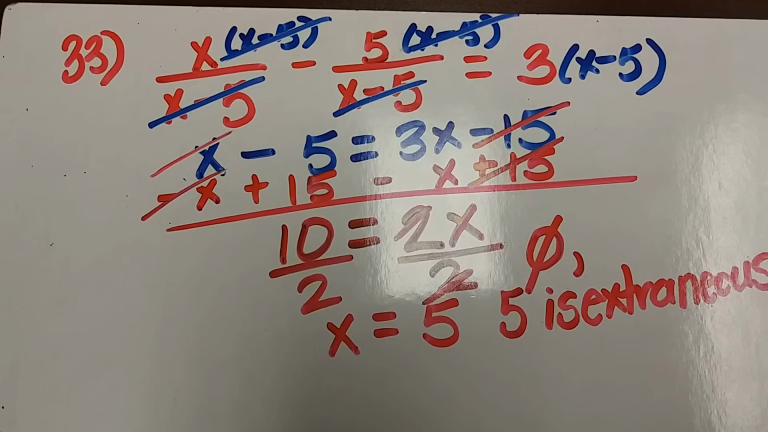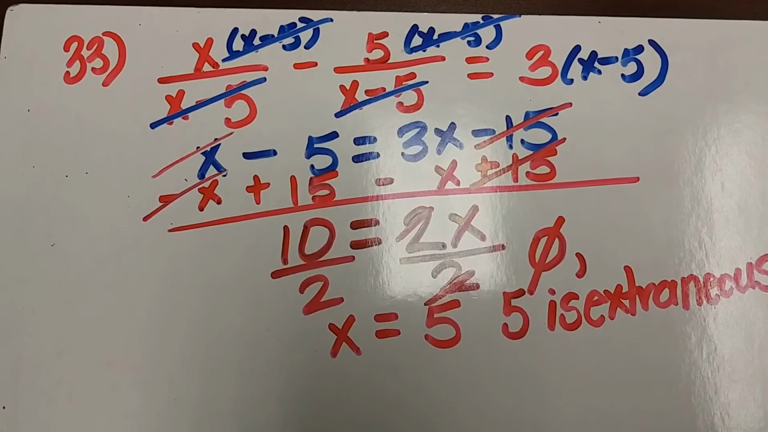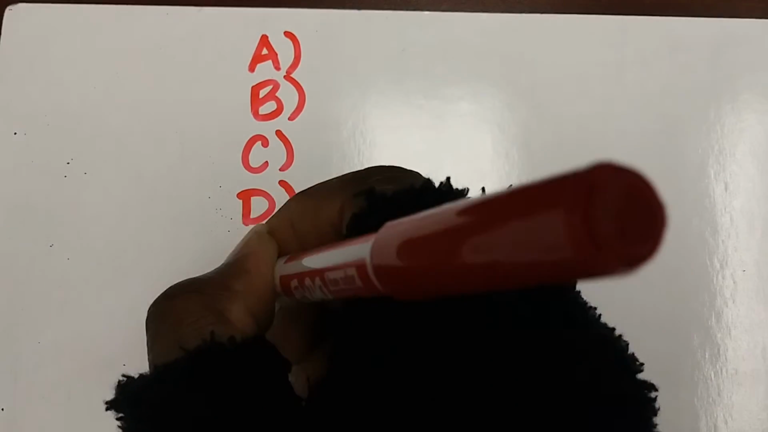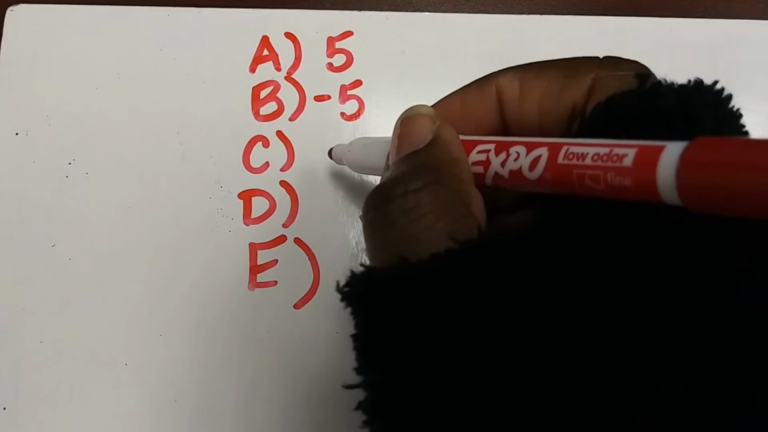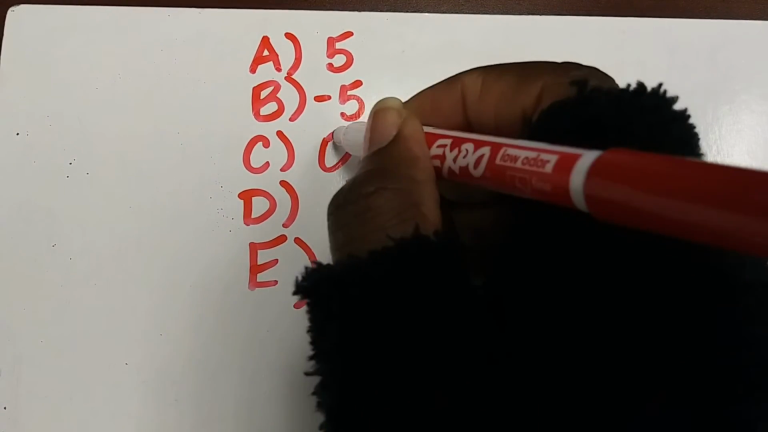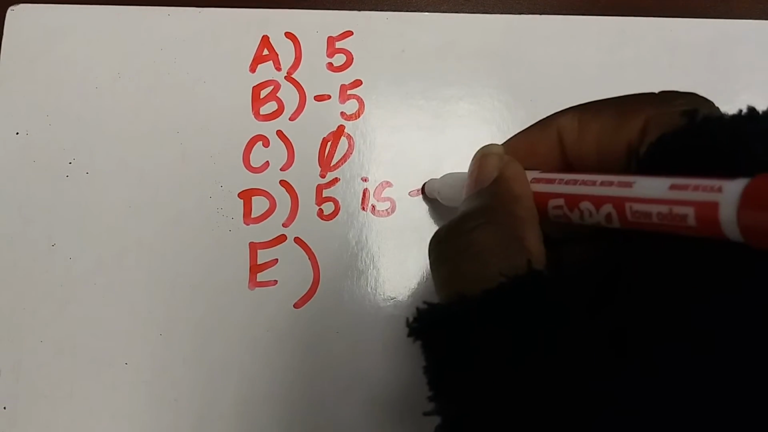So if we did a multi-answer question, let me set it up. I may have something like A, B, C, D, and E. I may have 5. I might have negative 5. I may have a null set. I may have 5 is extraneous.